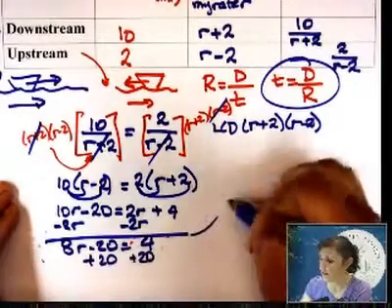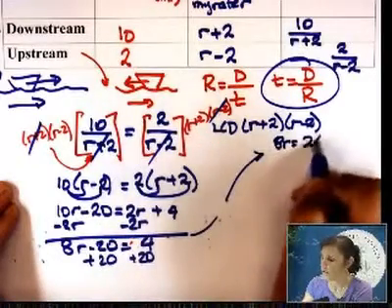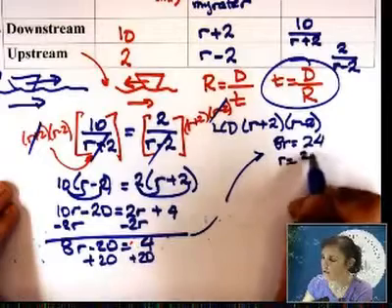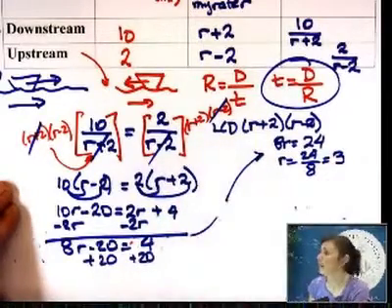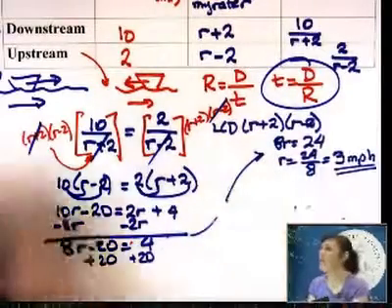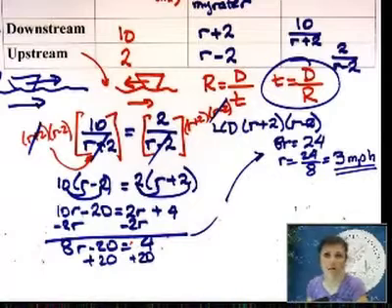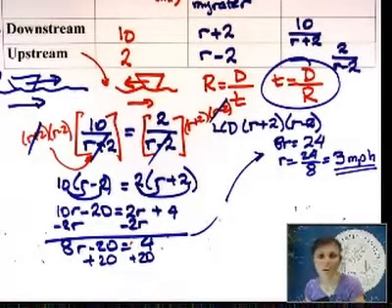8R equals 24. R equals 24 over 8, which is 3. 3 what? 3 miles per hour. And that is the rate of my canoe. That's how fast I canoe on that river with a current.